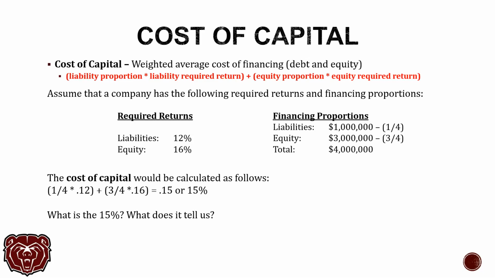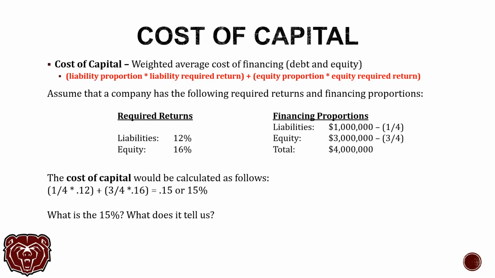We calculate the cost of capital by taking the 1/4 proportion of liability times the 12% expected return. We add that to the 3/4 proportion of your equity multiplied times the 16% expected return, and that gives us 0.15 or 15%. So what does that 15% tell us? Well, what it tells us is if we don't see a return on whatever investment it is that we're making of at least 15%, we won't be able to show a positive return for our shareholders, and they're going to be unhappy with it.